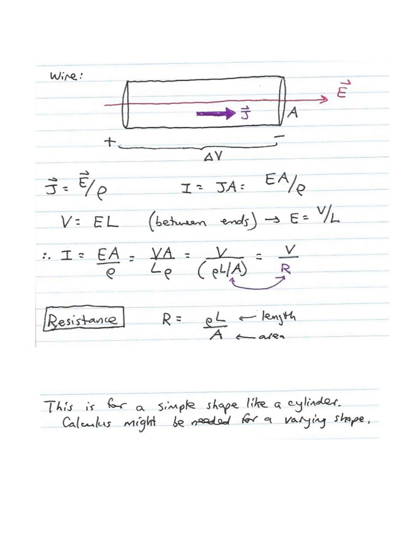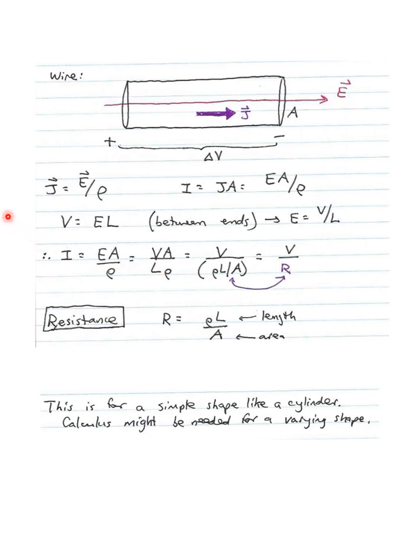Let's look microscopically, and we're going to relate the microscopic Ohm's law to these new concepts. So there we've got a wire with the electric field going from left to right, and therefore the current density vector also goes from left to right. And this wire has a cross-sectional area of A, and over the segment of the wire that we're looking at, there's an electric potential difference, that voltage difference, we'll call it delta V.